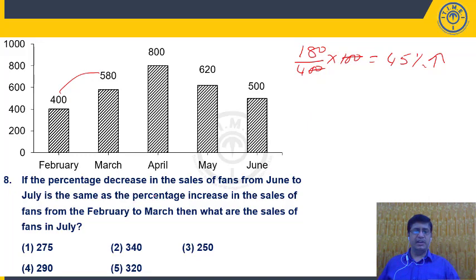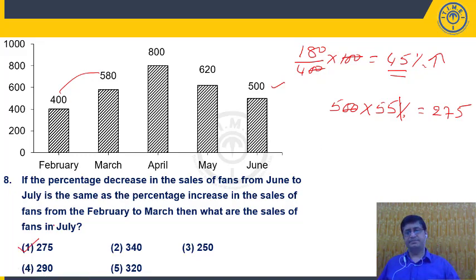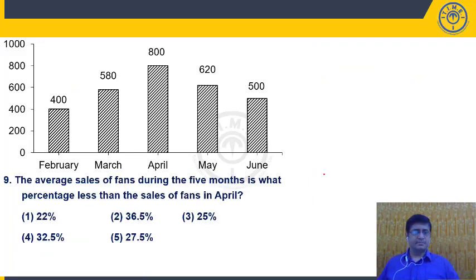Now June to July decrease in the percentage is 45. 45% decrease means 100 minus 45 is equal to 55. So what is 55% of 500? So June value is equal to 500. So simplify this. Now 0 to 0 get cancelled. Now the result is 275. So 275. So what is the right choice? Option number 1. Okay, so the right choice is option 1. Look at the next example on your screen. Question number 9.